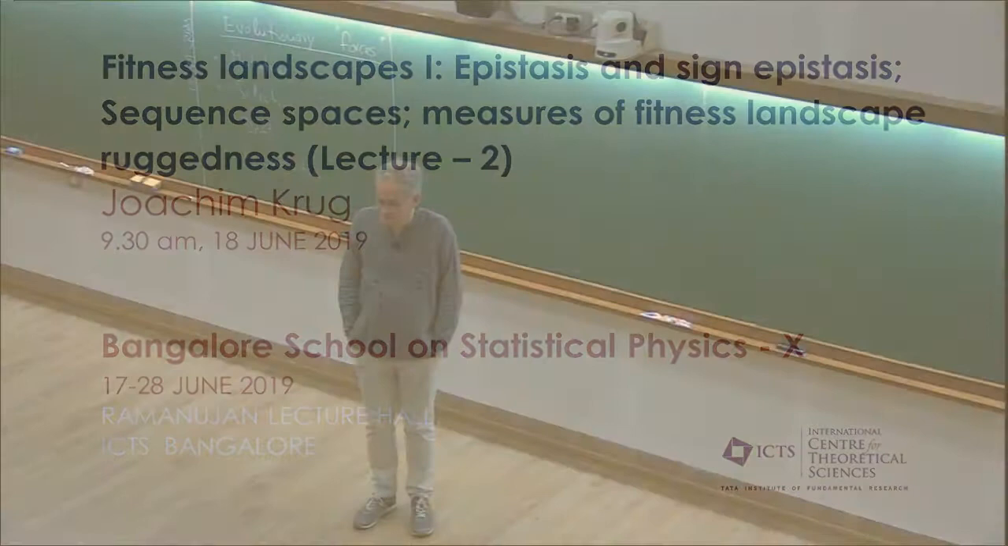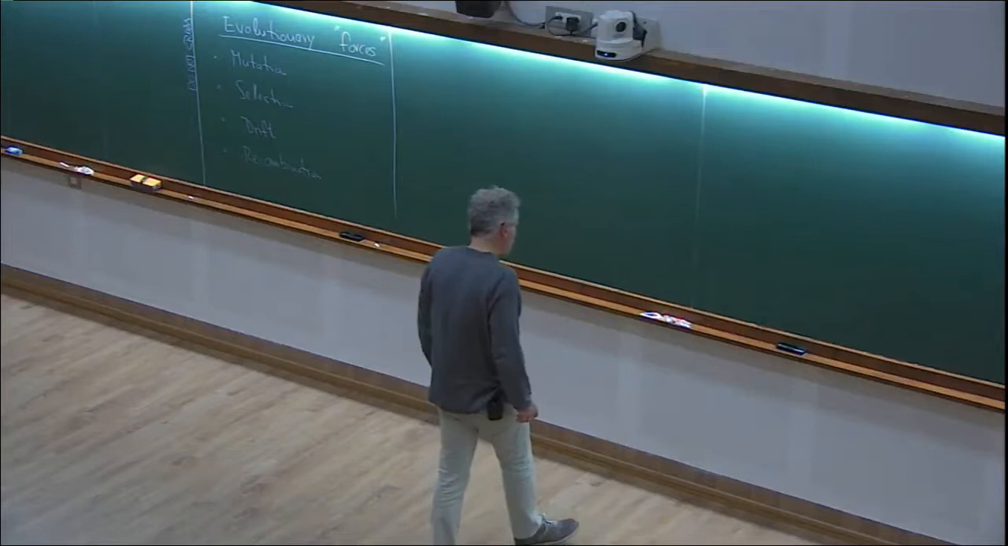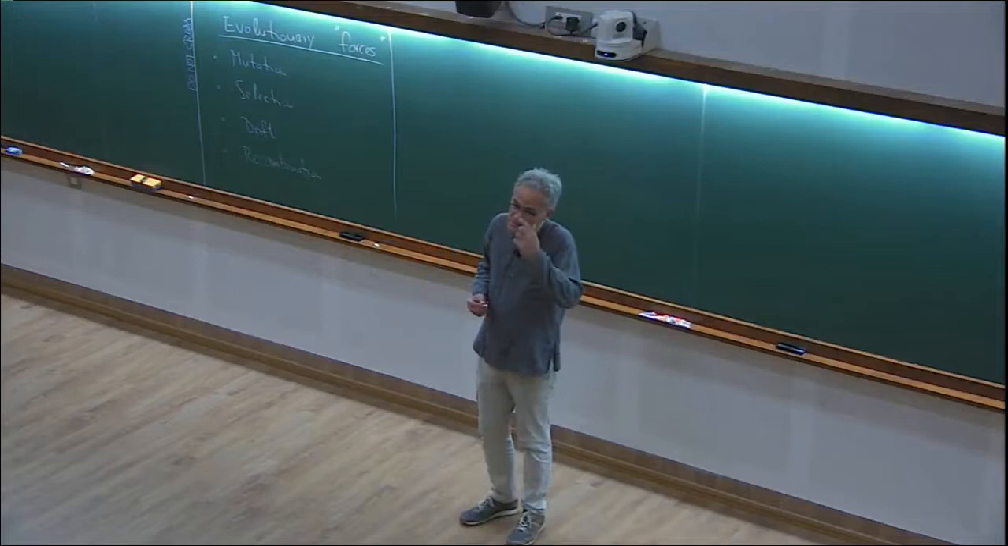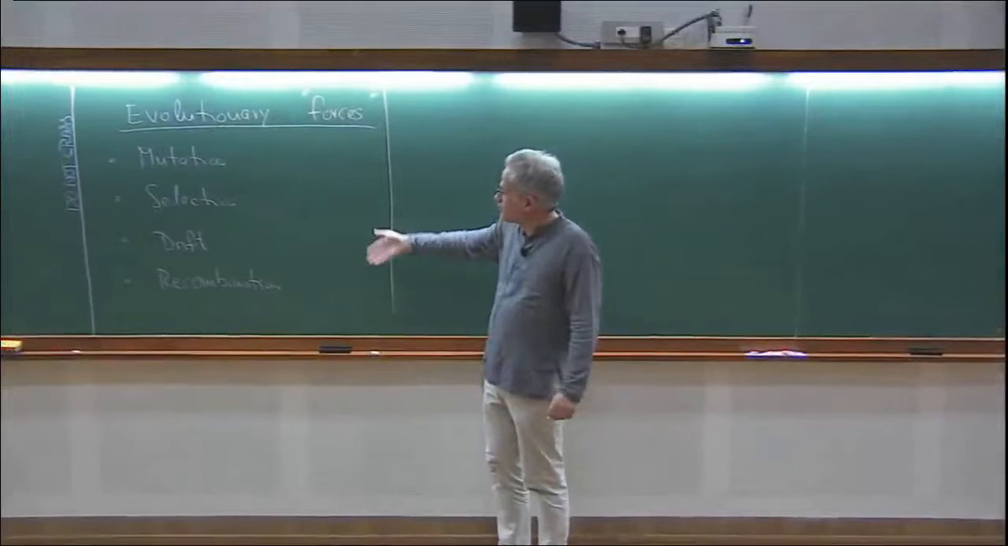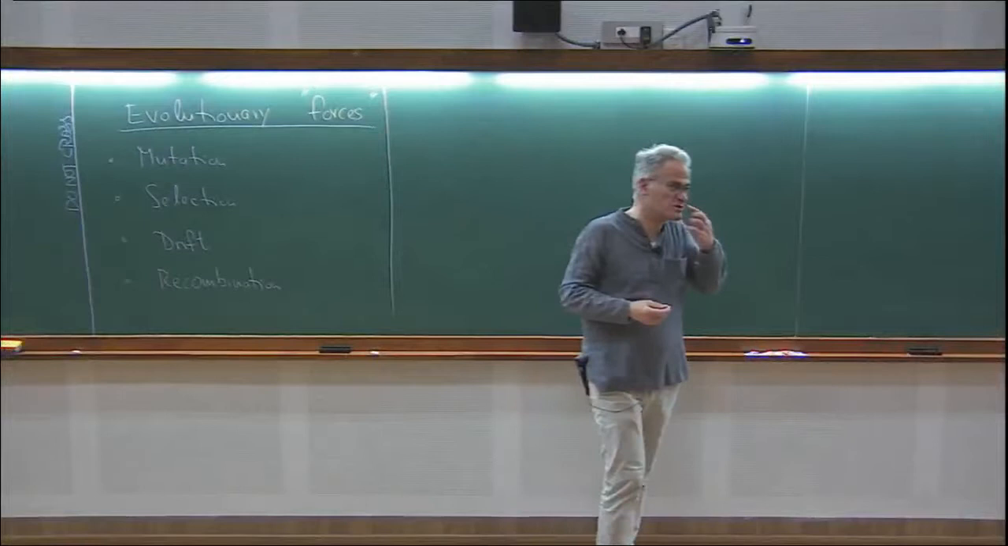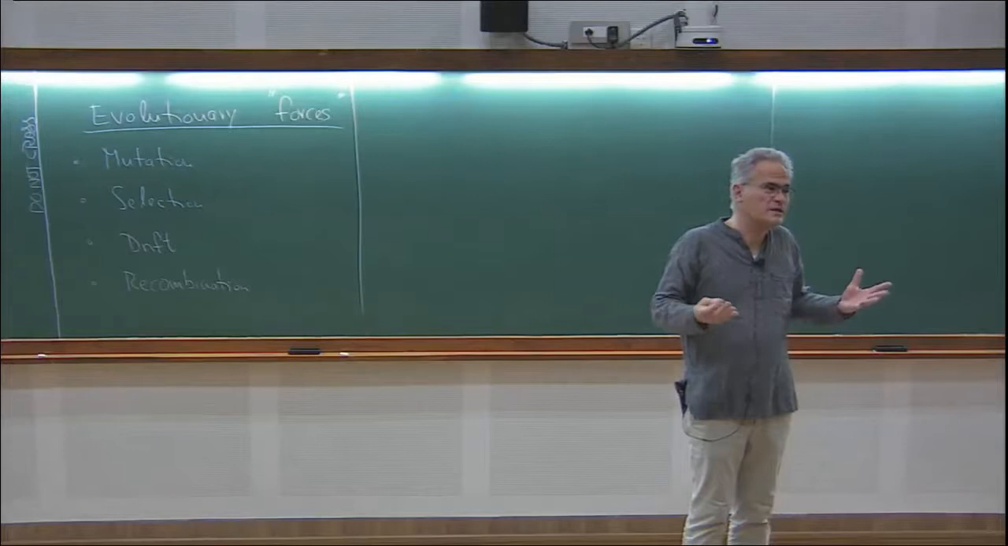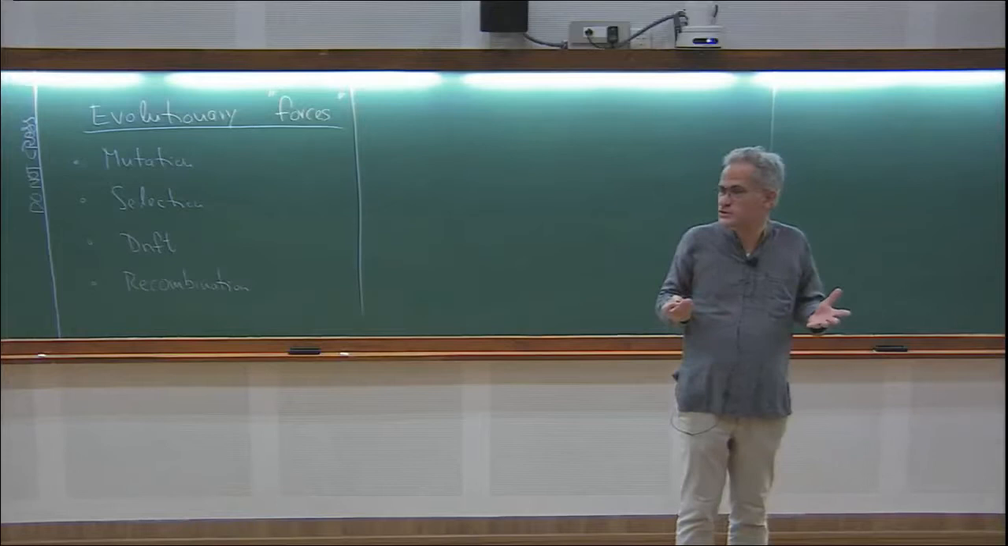Okay, so good morning. I want to continue with this introduction to stochastic models in population genetics. I've written down four important concepts, which are sometimes called evolutionary forces. They are, of course, not forces in the sense of physical forces, but they are the mechanisms that shape the genetic diversity in a population, and this is what evolution essentially is.